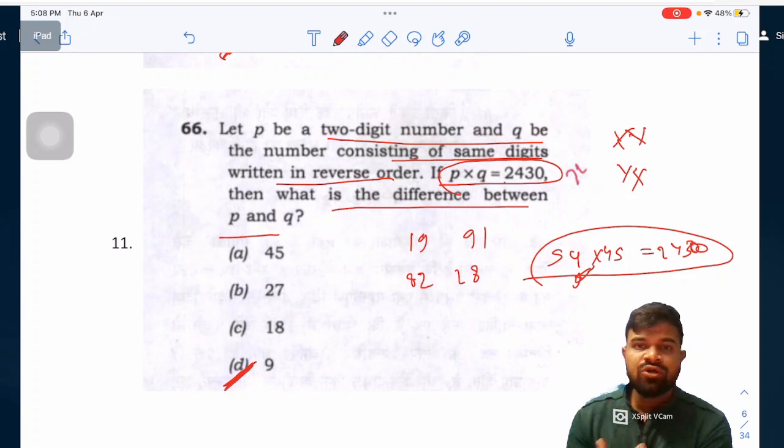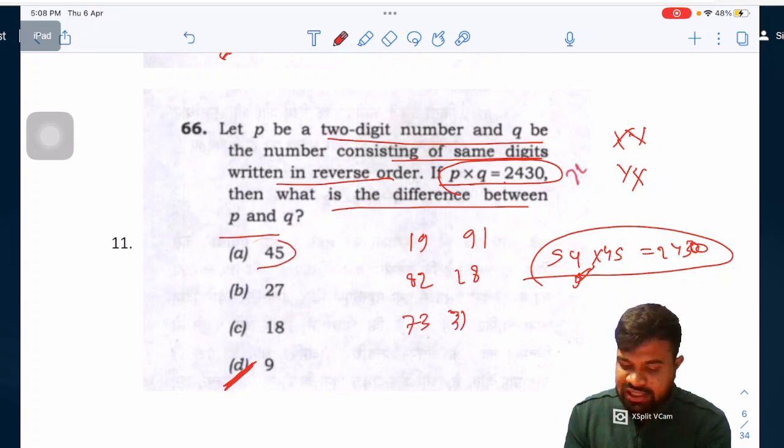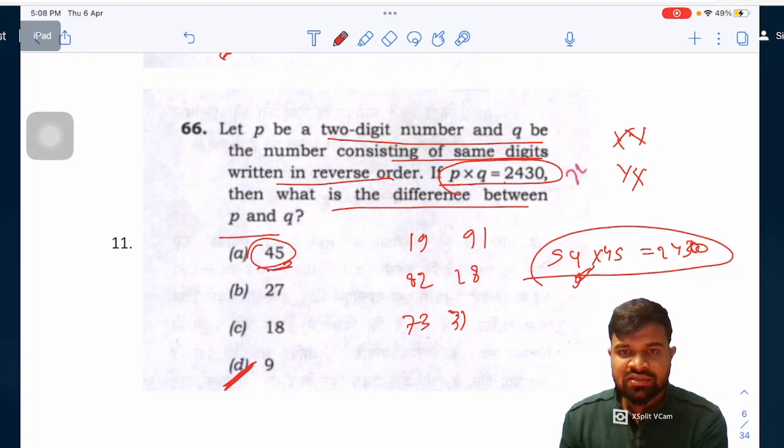This I want you to do with hit and trial, something like 73, 37, and check for this thing. See, 94 and 49, the difference is 45. So you will have to check with this, and that's how you are able to do this question.